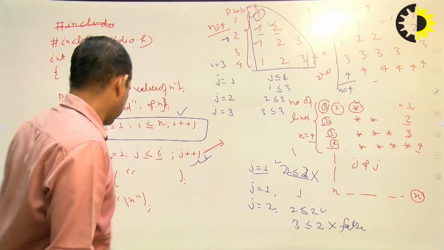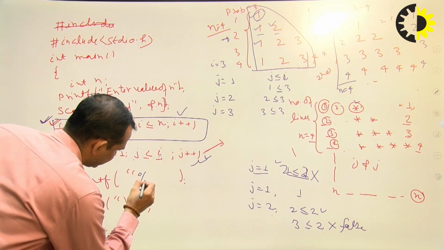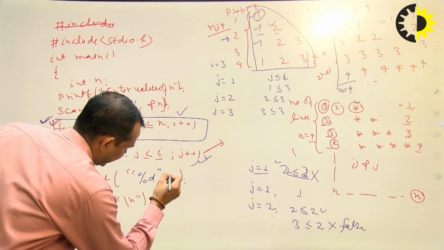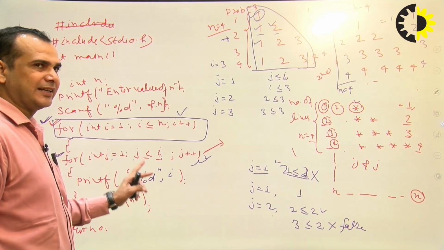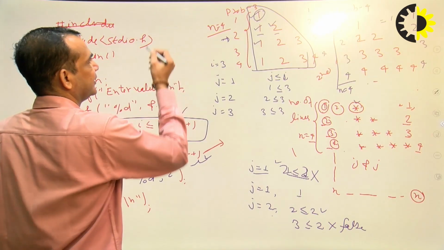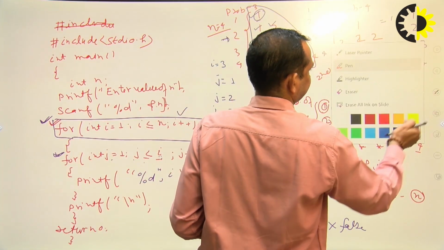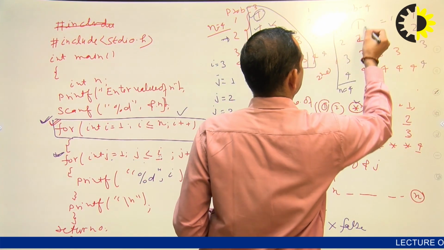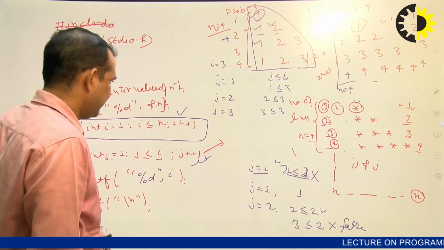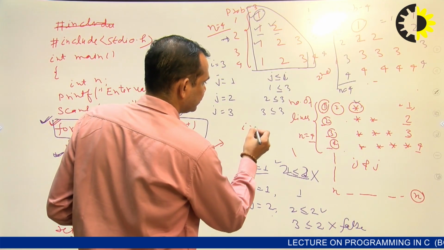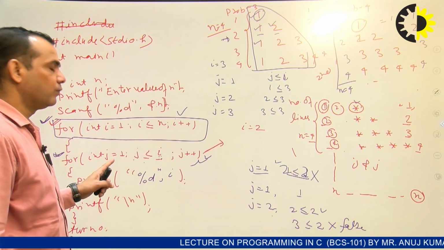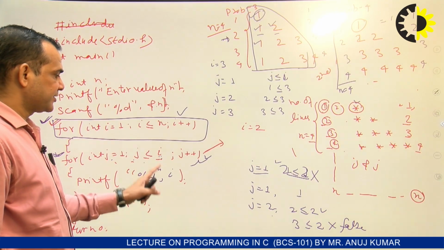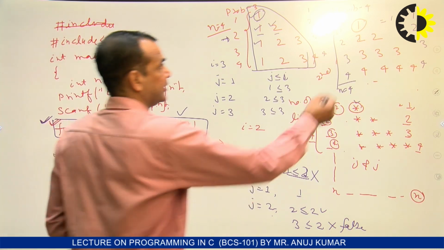So if we have to print here, that is percentile d, and you have to find out I, means I equal to 1, j equal to 1, 1 is less than or equal to 1, so it will print the 1. Second time when I equal to 2, it will check j equal to 1, 1 is less than 2, condition true, print 2, so it will print the 2.